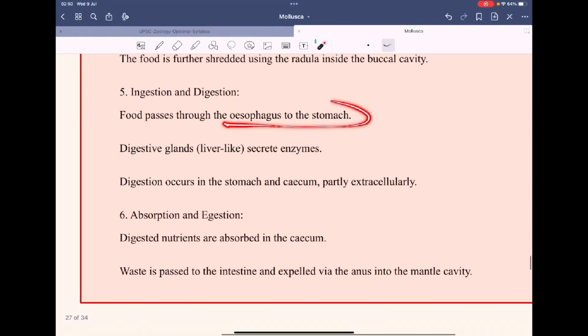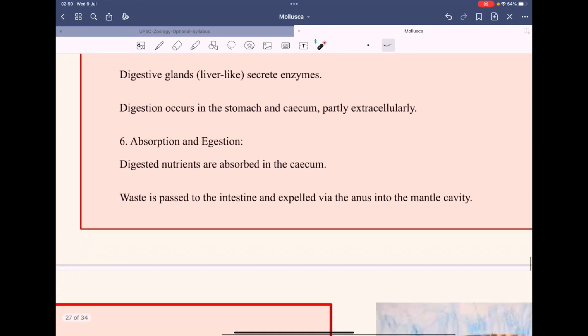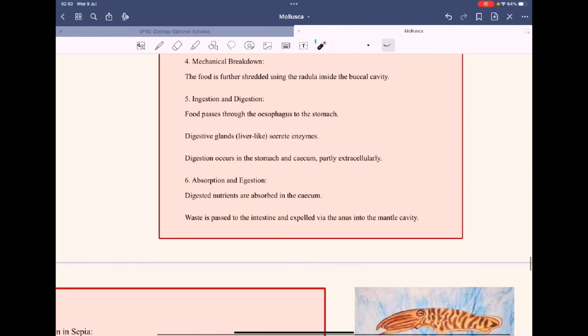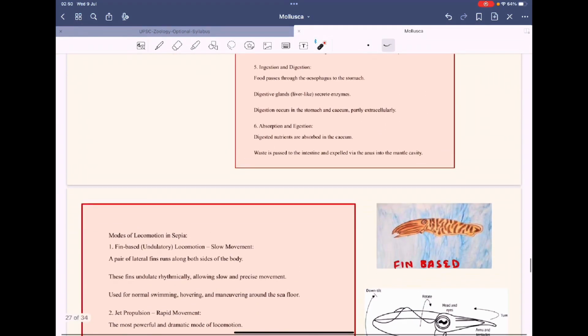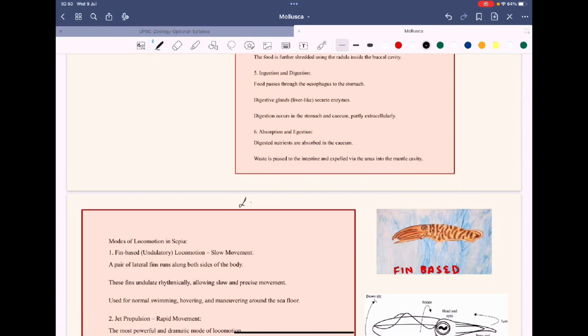Then the ingestion and digestion. Ingestion is through the esophagus into the stomach. Then the digestive glands will work on it. There will be different enzymes that will work on the food, and there are other digestive organs like the cecum. Then the absorption takes place in the intestines, and finally the waste is expelled through the anus. So this is the feeding in general. The locomotion shows 3 types of locomotion.